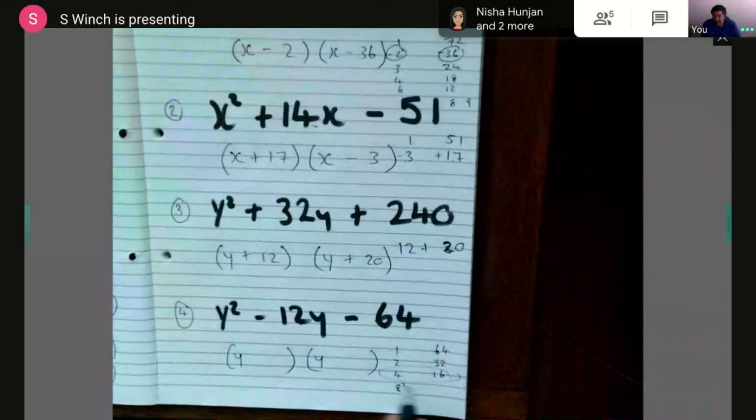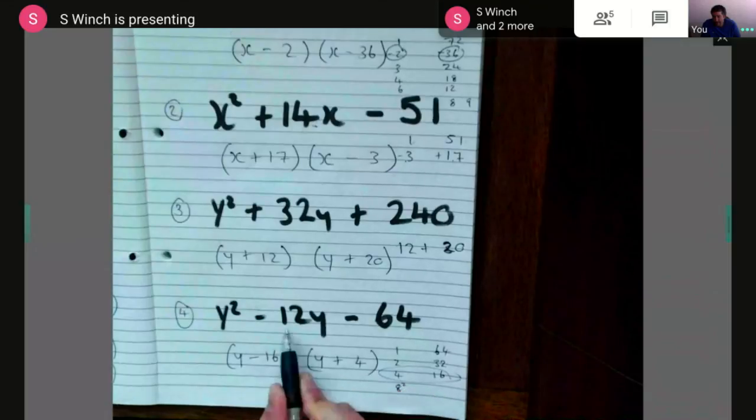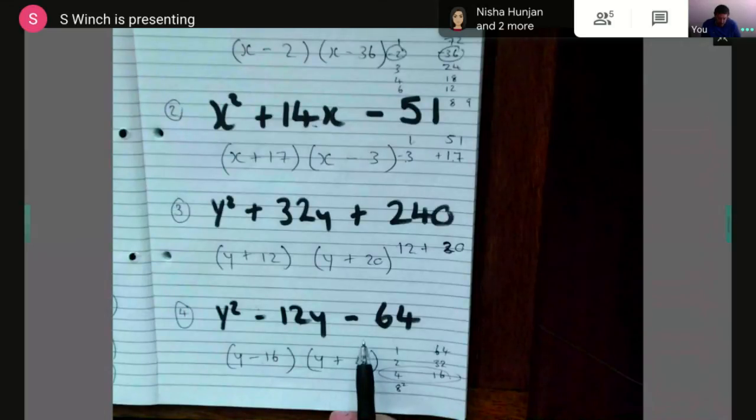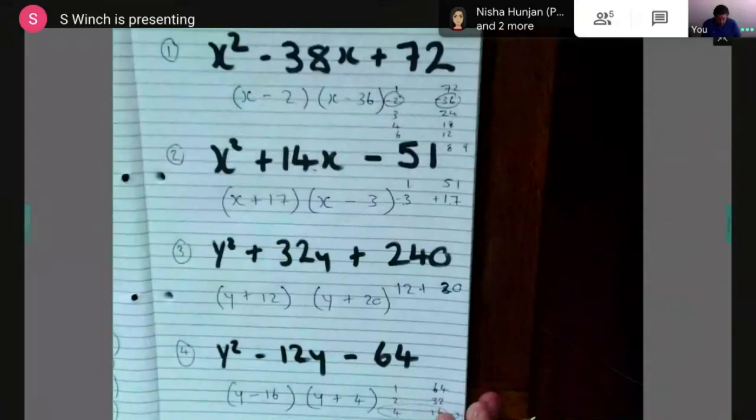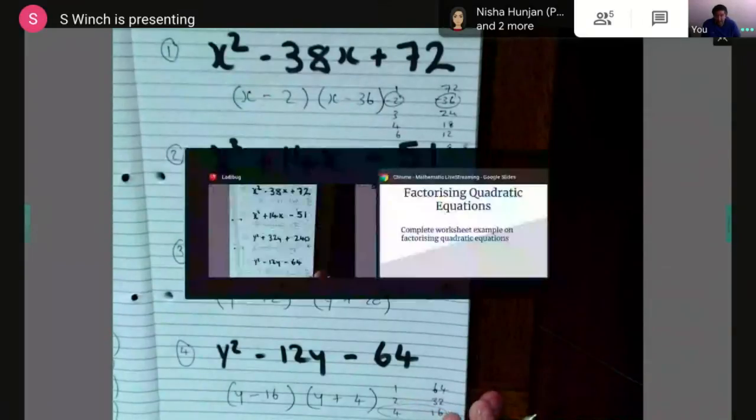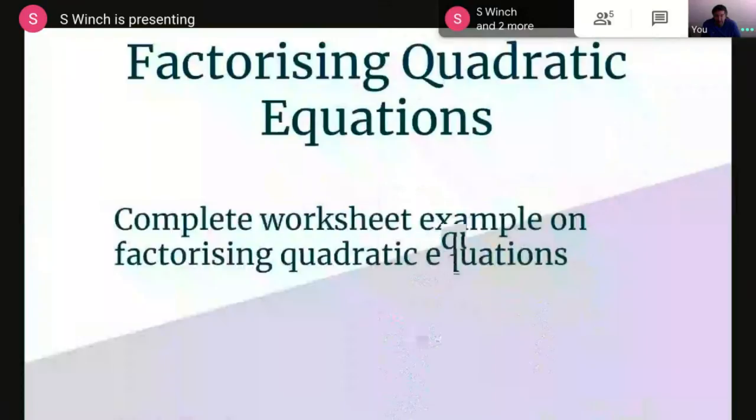How can you make negative 12 with 4 and 16? Well, of course, you could start with negative 16 and then add 4 to make negative 12. And of course, multiplying negative 16 by positive 4 gives you negative 64. So that is factorizing quadratic equations.